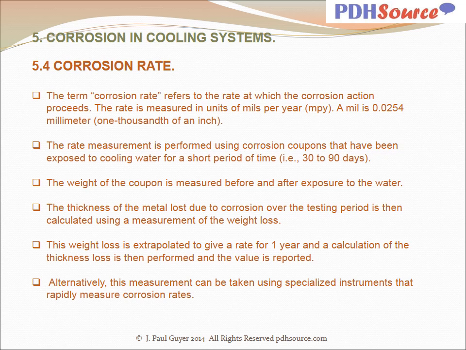The thickness of the metal lost due to corrosion over the testing period is then calculated using a measurement of the weight loss. The weight loss is extrapolated to give a rate for 1 year, and a calculation of the thickness loss is then performed and the value is reported. Alternatively, this measurement can be taken using specialized instruments that rapidly measure corrosion rates.